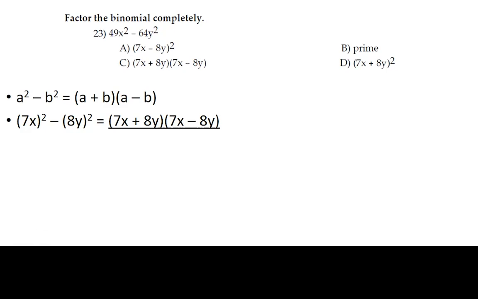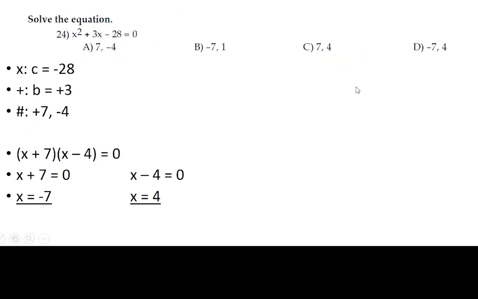In 24 and 25, we are solving quadratic equations by factoring. So to solve x squared plus 3x minus 28 equals 0, first we need to factor that trinomial. We need numbers that multiply to negative 28 and add to positive 3. Those numbers are plus 7 and minus 4.